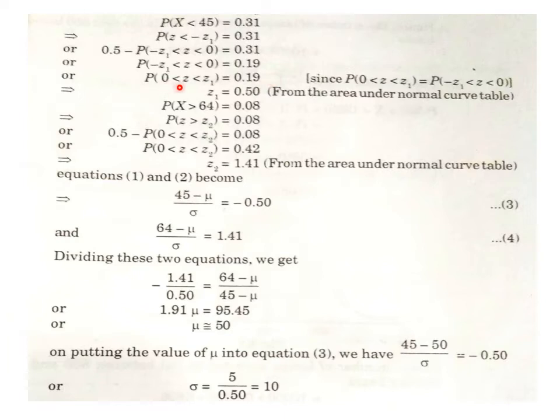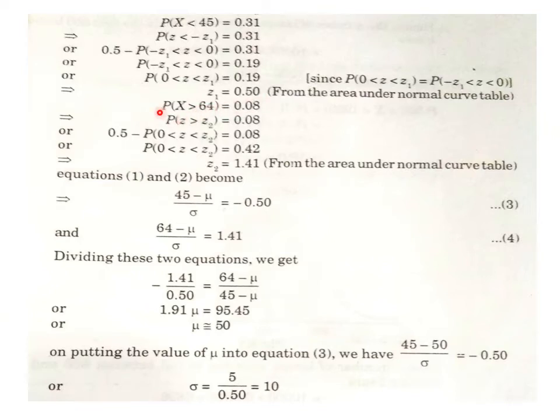P(0 less than z less than some positive value z1) equals 0.19, and because of that z1 is 0.50 using the table. In the final slide of this lecture, you just remember this. I will show you how it's coming. That is, you have to remember, if probability is 0.19, then z1 is 0.50. That I will show you at the end of this lecture.